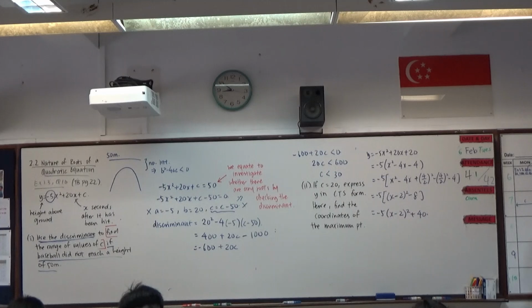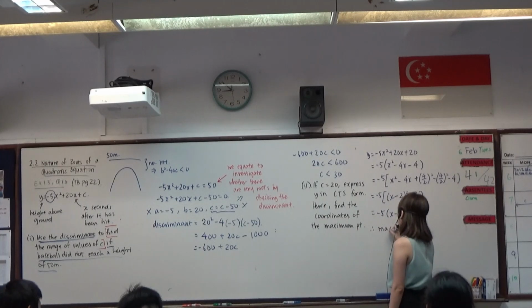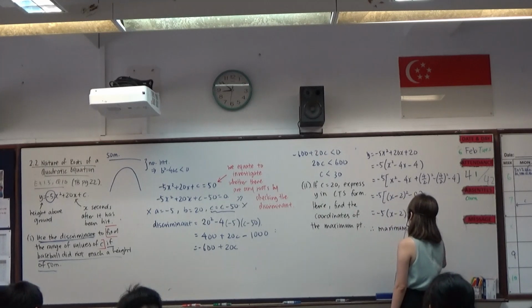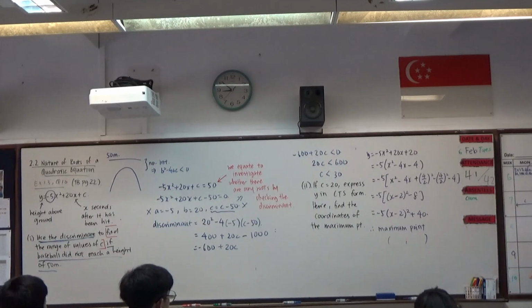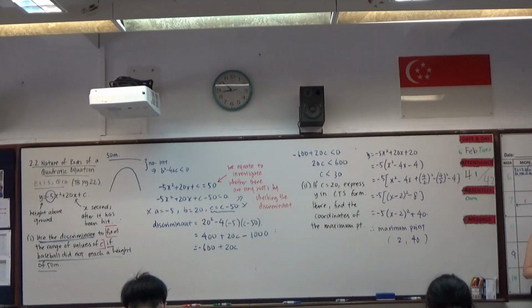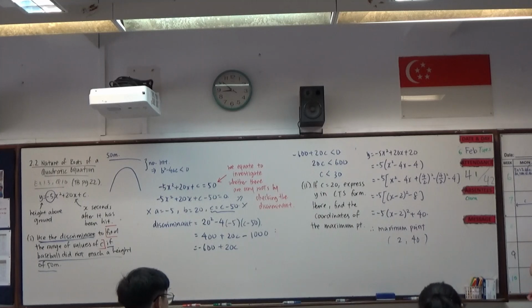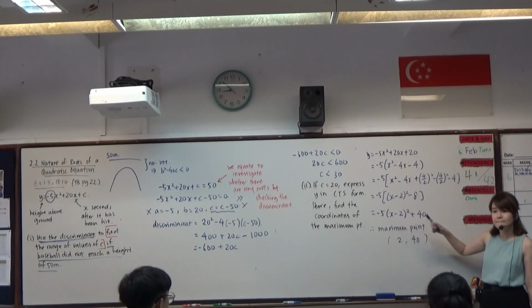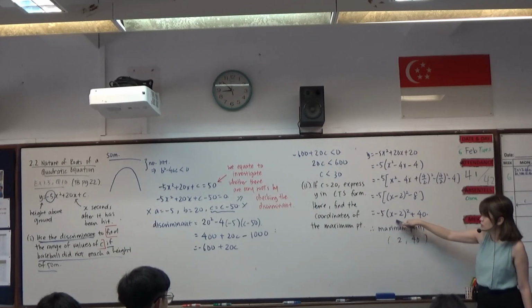So after getting the completed square form, to find the coordinates of the maximum point, the question just wants you to state it. So maximum point will just be, what are the coordinates? 2 and 40, yeah? So don't need to go and do that working. The question just wants you to determine the coordinates. They didn't ask you to explain. So maximum value is 40.